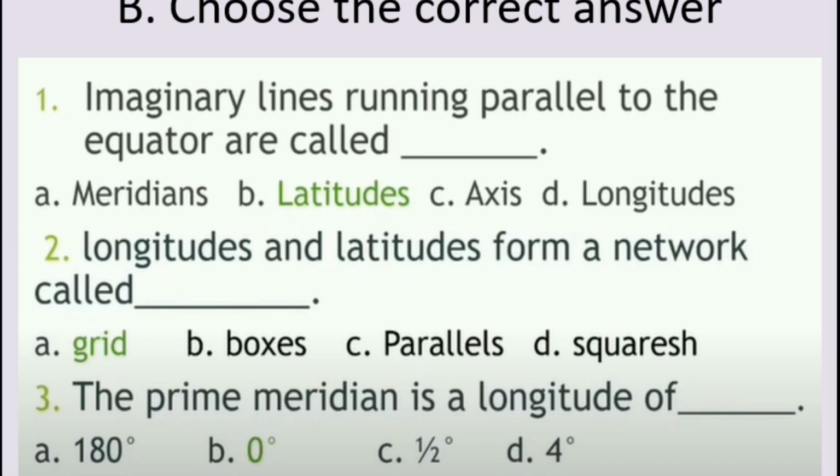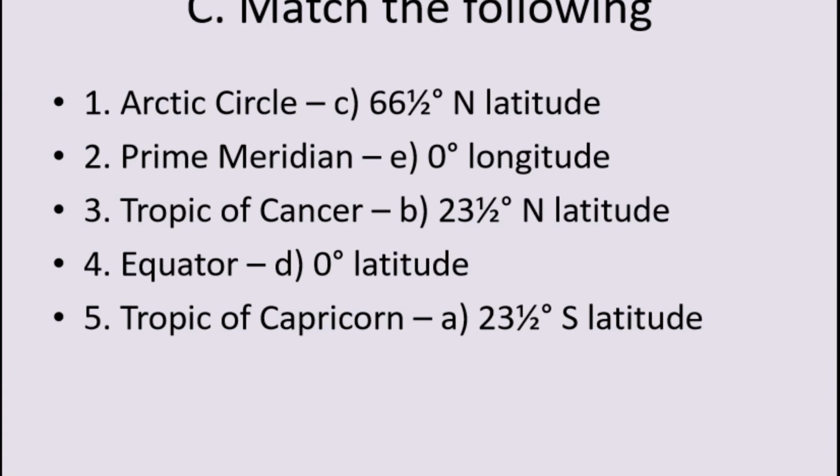Now moving to the next question. Match the following. So Arctic Circle, what is the measurement? 66.5 degree north latitude. Prime meridian, 0-degree longitude. Tropic of Cancer, 23.5 degree north latitude. Equator, 0-degree latitude. Tropic of Capricorn, 23.5 degree south latitude.